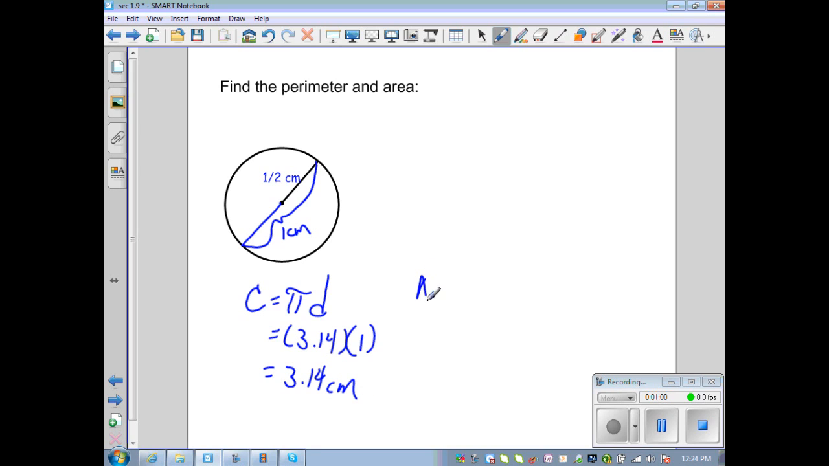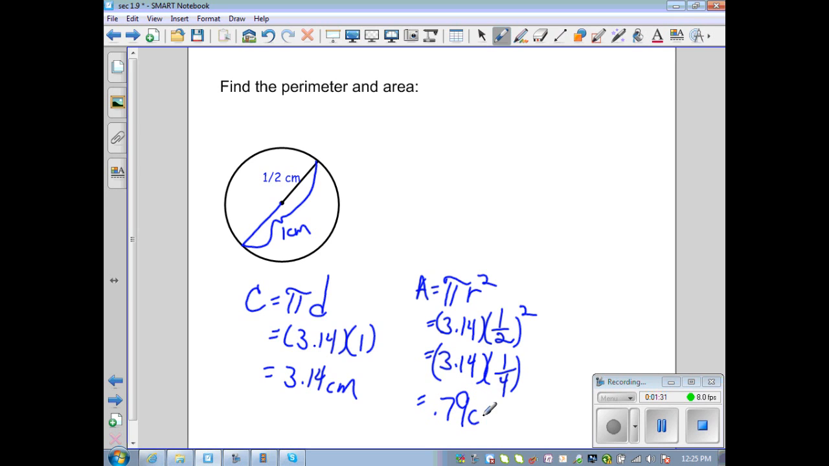My area equals pi r squared. Again, the approximation for pi will be 3.14. r is 1/2, squared. 3.14 times 1/2 times 1/2: 1 times 1 is 1, 2 times 2 is 4, which gives me 1/4. And when I simplify and round this to the nearest hundredth, I get 0.79 centimeters squared.